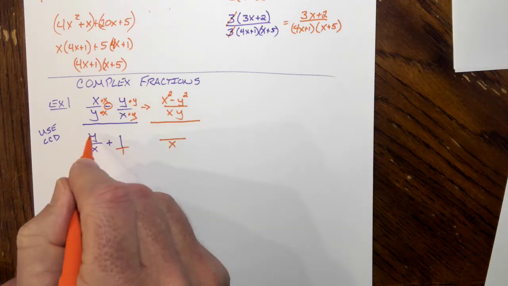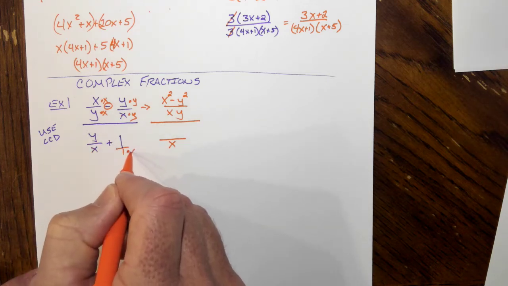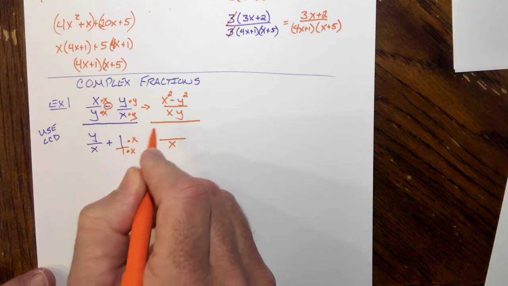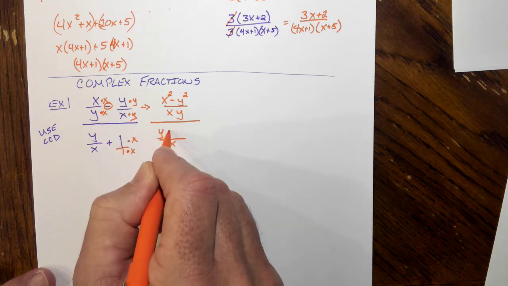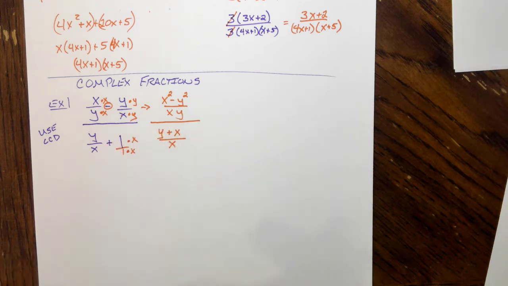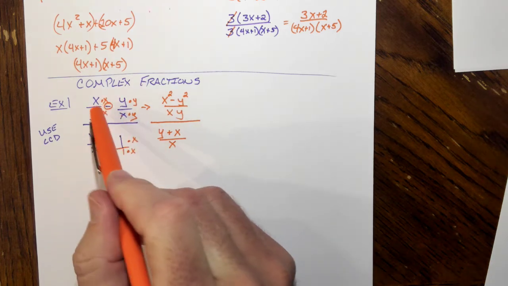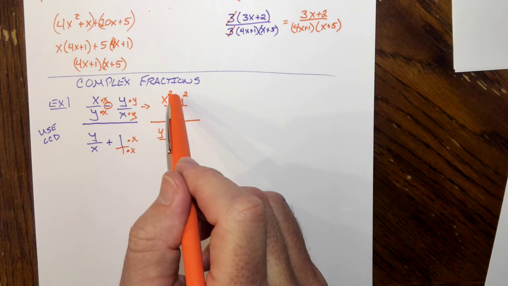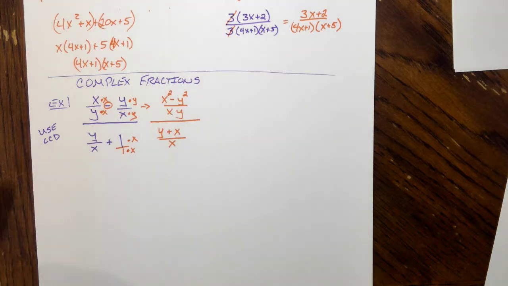X. Do I have to change anything there? No. But I'm going to multiply this by x and this by x. So we'll get y plus x. Now, is this a little bit better? It is. Notice instead of 4 different things, we've got one fraction with one fraction.